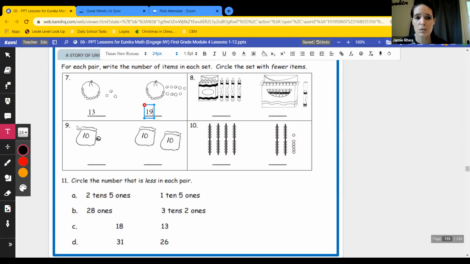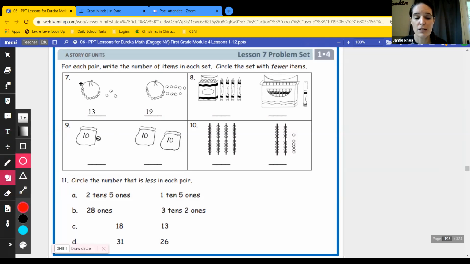Look at our tens. They both have 1. Can we determine it? So we got to look at our ones place. Our first ones place has a 3 in it. Our next number has a 9 in it. Which one has fewer or less, 3 or 9? 3 is less than 9. So we're going to circle 13 for this one.